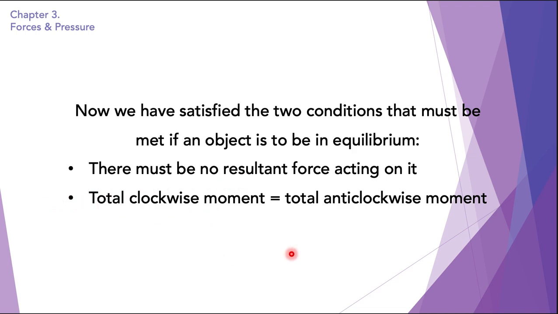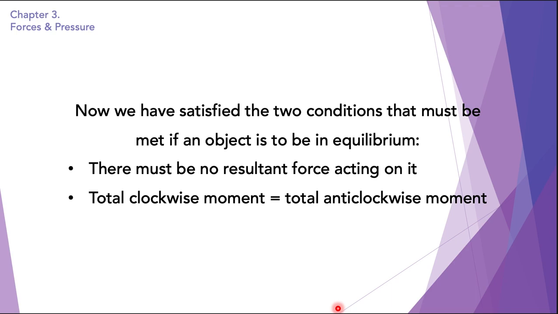And the second condition is that total clockwise moment is equal to total anti-clockwise moment. This also means the same thing, but it just says that there should be no resultant turning effect. The total clockwise moment should be equal to the total anti-clockwise moment, so this would make there 0 resultant turning effect. Okay, so these are the 2 conditions that must be met if an object is to be in equilibrium. We can use these 2 rules to solve problems concerning the forces acting on objects in equilibrium.